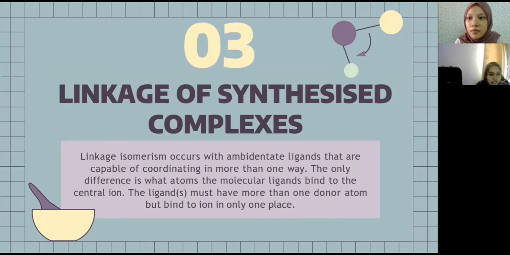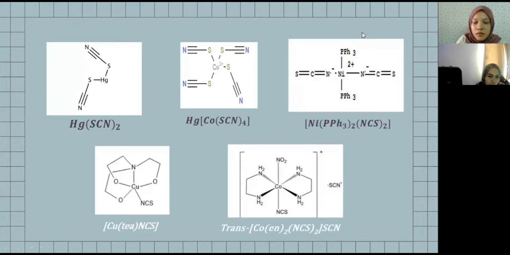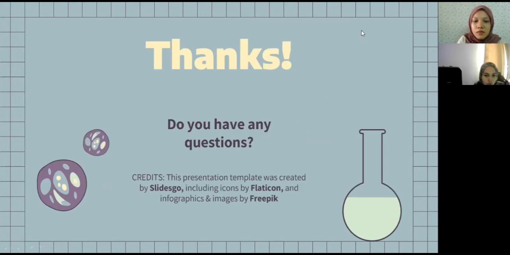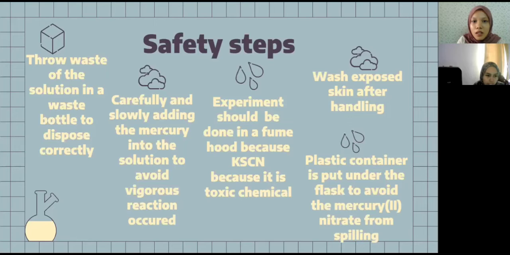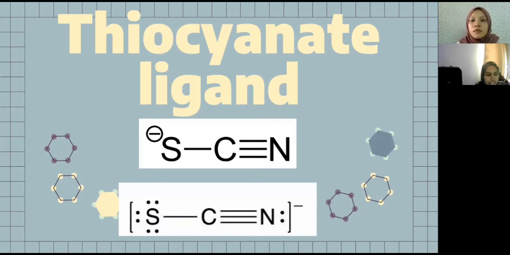Next we move on to linkage isomerism of the synthesized complex. Linkage isomerism occurs with ambidentate ligands that are capable of coordinating in more than one way. The only difference is which atoms of the ligand bind to the central ion. The ligands must have more than one donor atom but bind to the ion in only one place. For this experiment, we focus on the thiocyanate ligand.